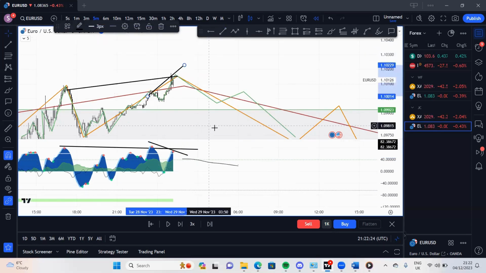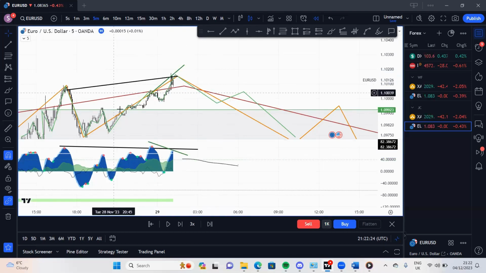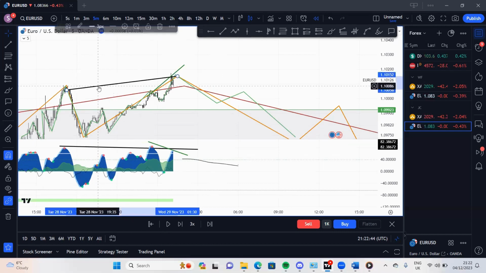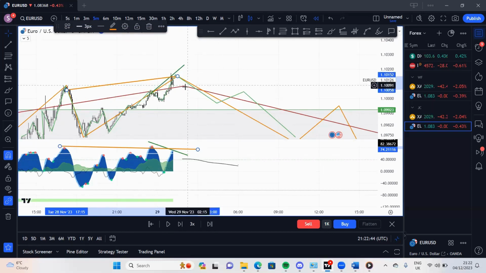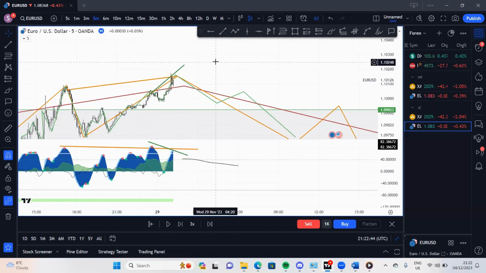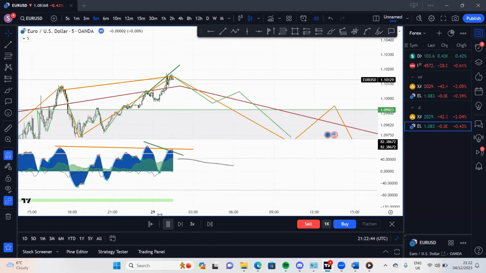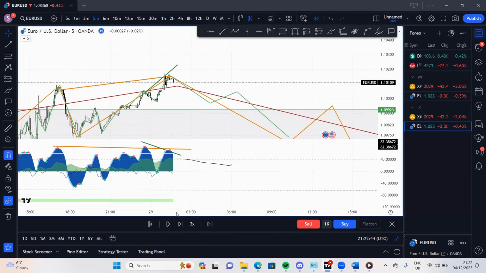I'm going to put that in green. Okay, we have a bearish divergence on the 15 minute in black. Well, why don't we just be consistent and put that in orange. Okay, and then we have a bearish divergence on the 5 minute as well in green. All right, so at this point we've noticed the bearish divergence.